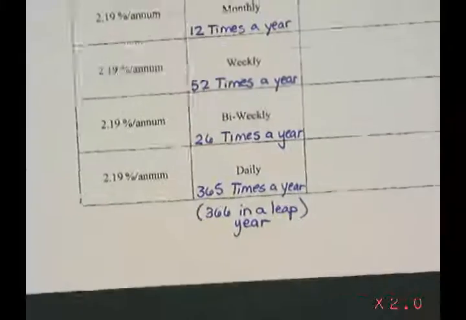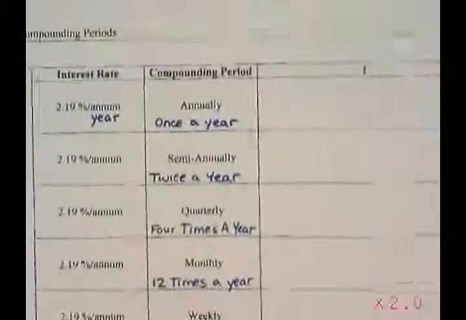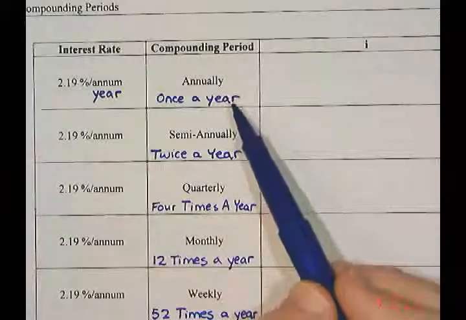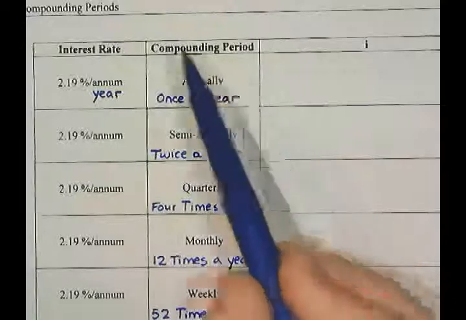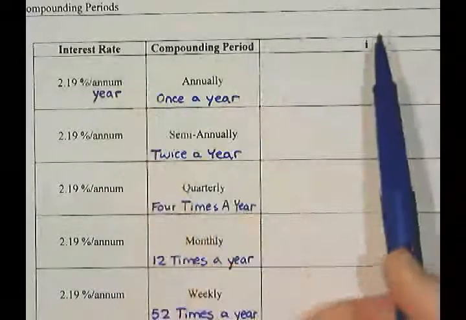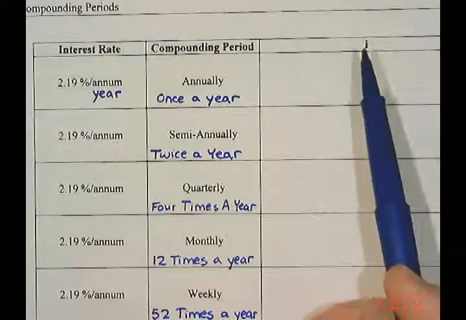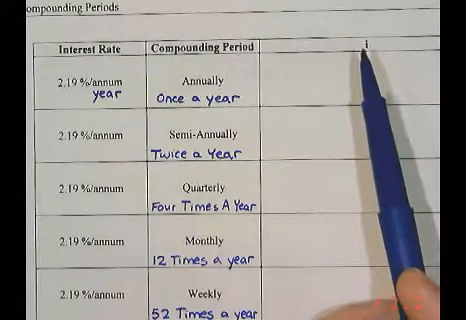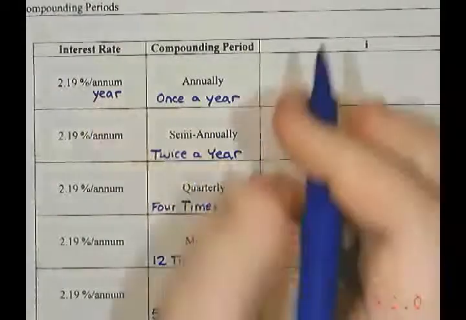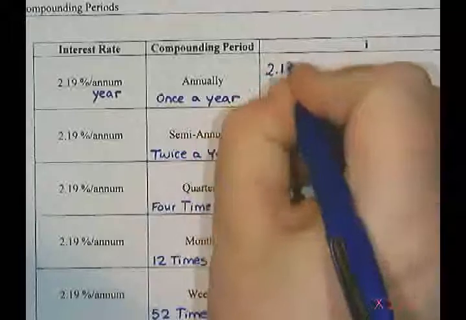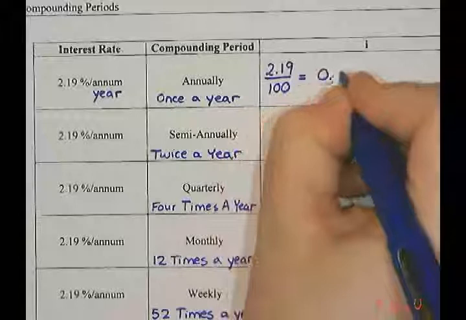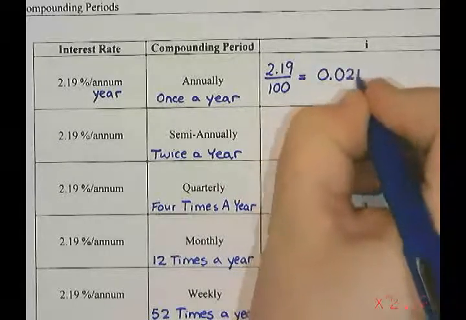So what we're going to do is, if I'm earning my interest annually, that means we're earning our interest 1 time a year. So that one time we get our interest, we get the full 2.19%. Now you'll notice here there's a column for I, and I is our interest rate as a decimal. So I would take my 2.19%, divide it by 100, to get an I value of 0.0219.